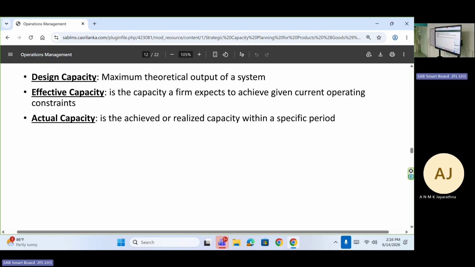At the end, they are actually producing only 3,500. That's actual capacity. So in order to calculate efficiency rate and utilization rate, we need to have a clear idea of these three types of capacities that I have explained. Let me show you the formulas that we use to calculate the efficiency rate and the utilization rate of companies.